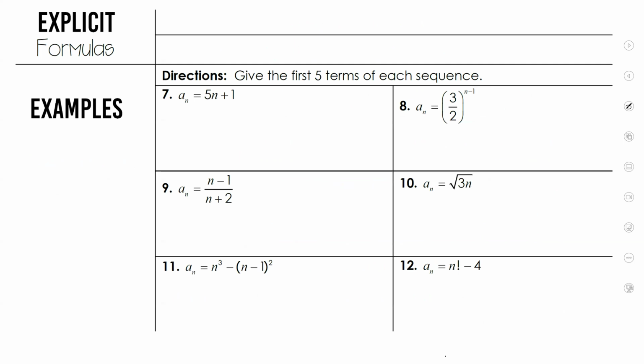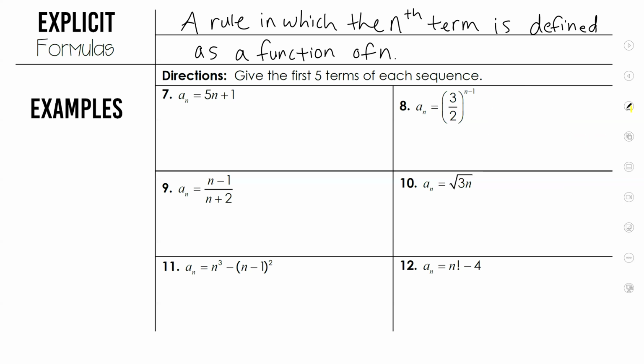So explicit formulas, let's give that definition. Okay, so this is our definition of an explicit formula. It's a rule. So guys, all of these are rules. It's telling you what to do with your n value. Here for the n value, it wants you to multiply by 5 and then add a 1. That is the rule, okay?